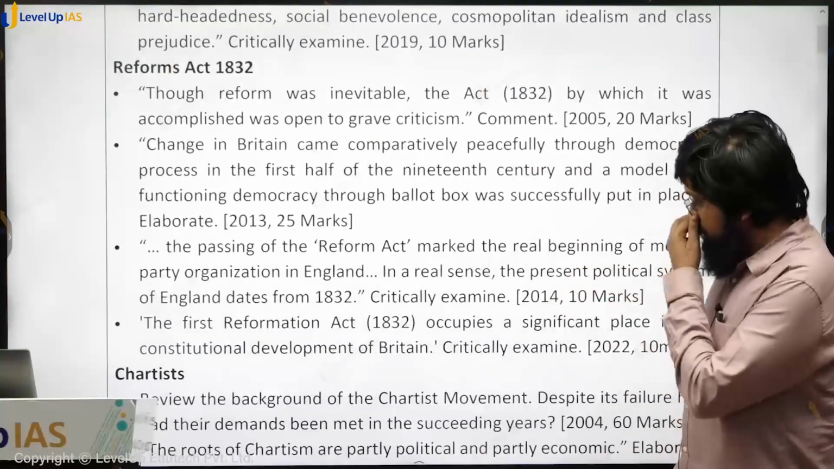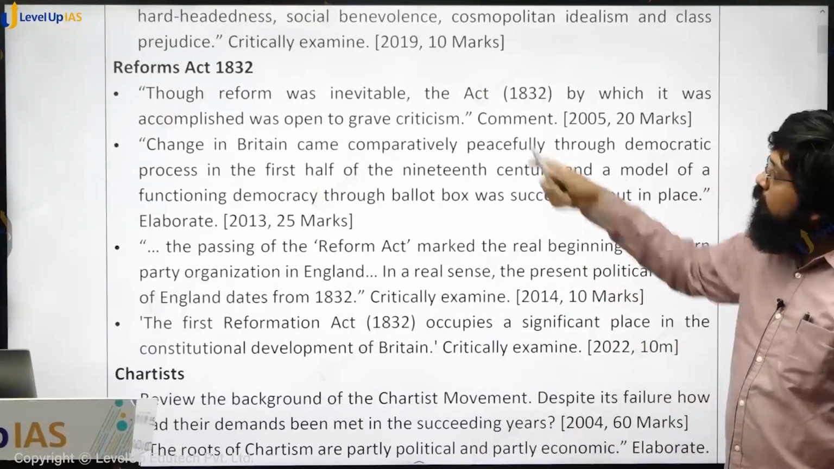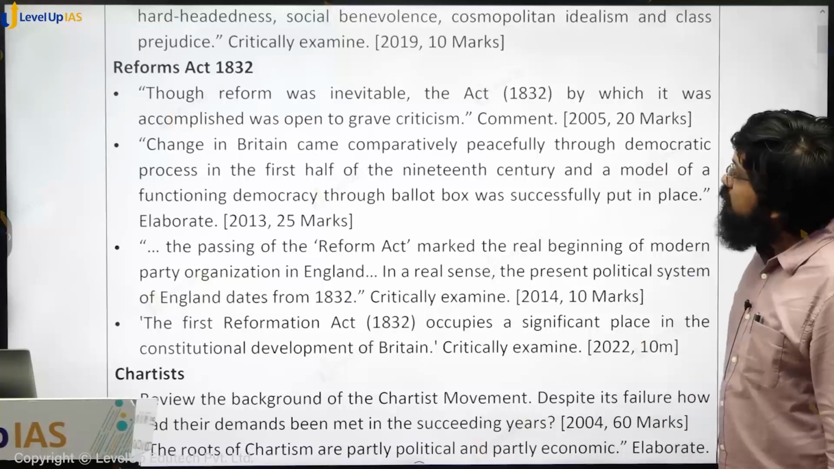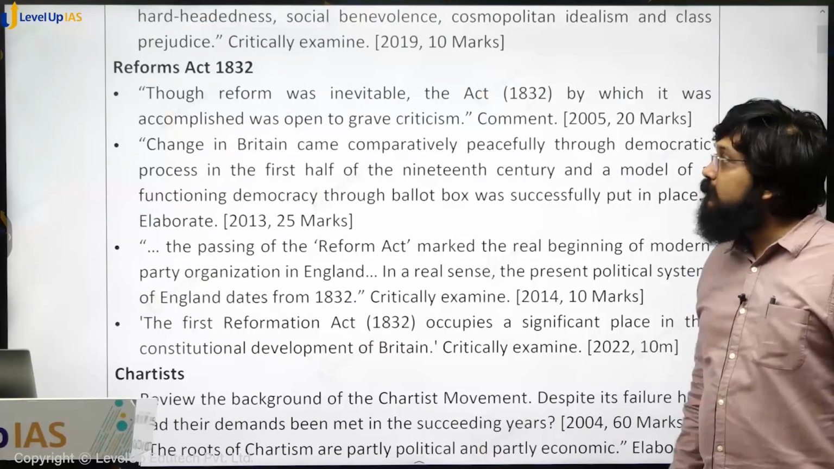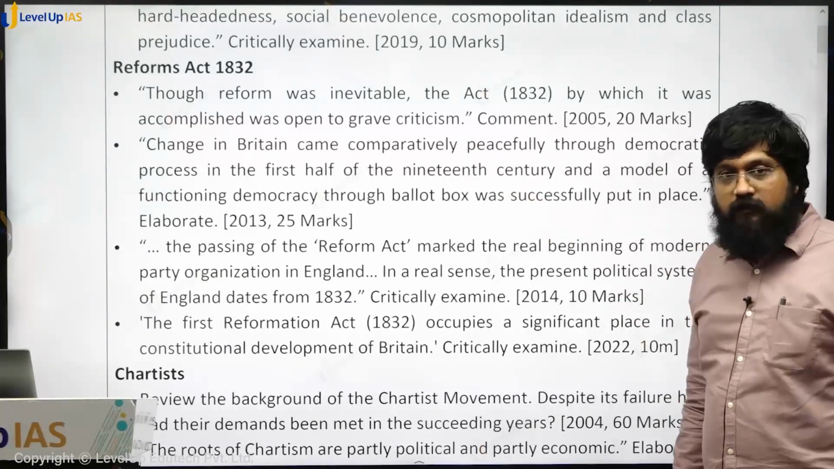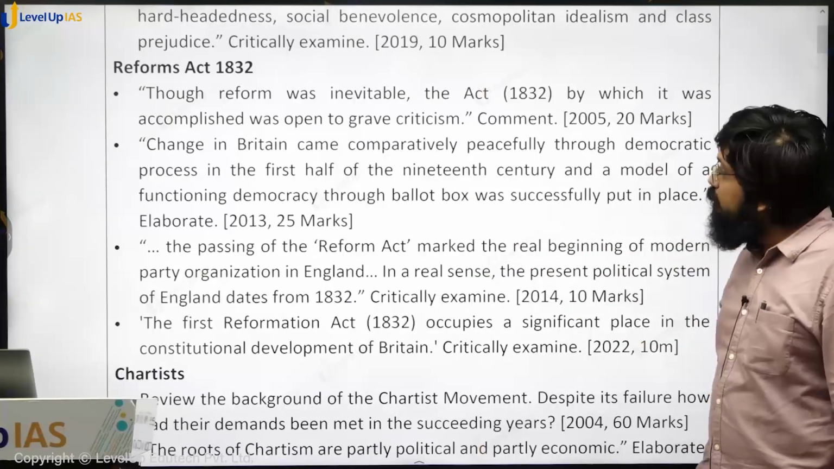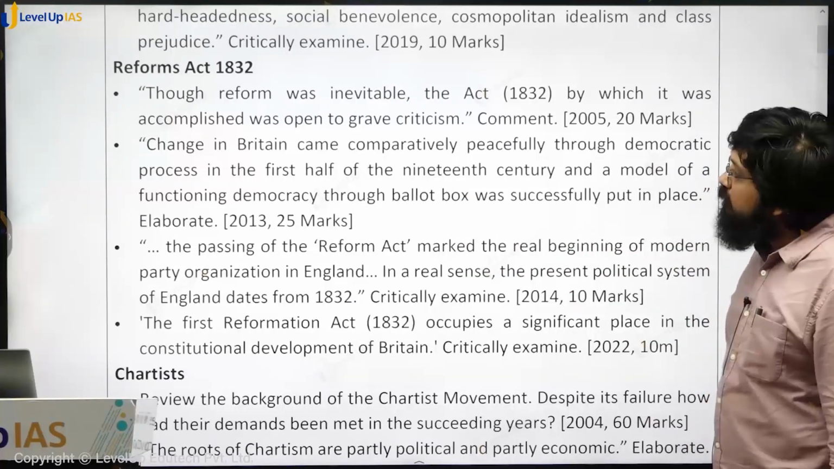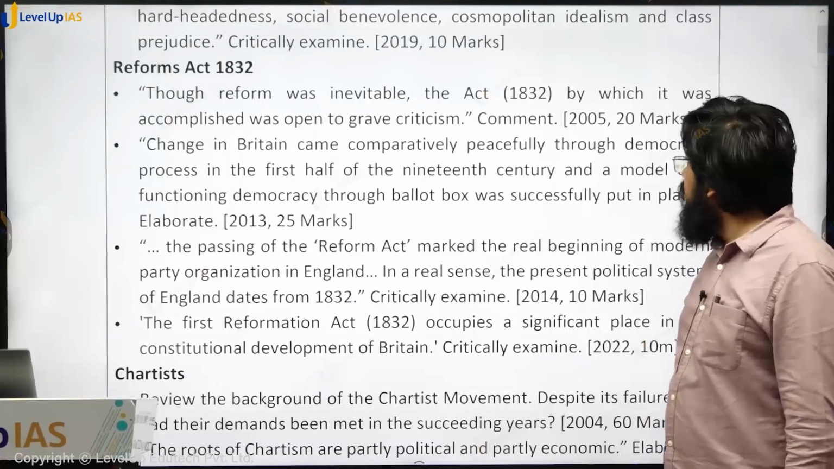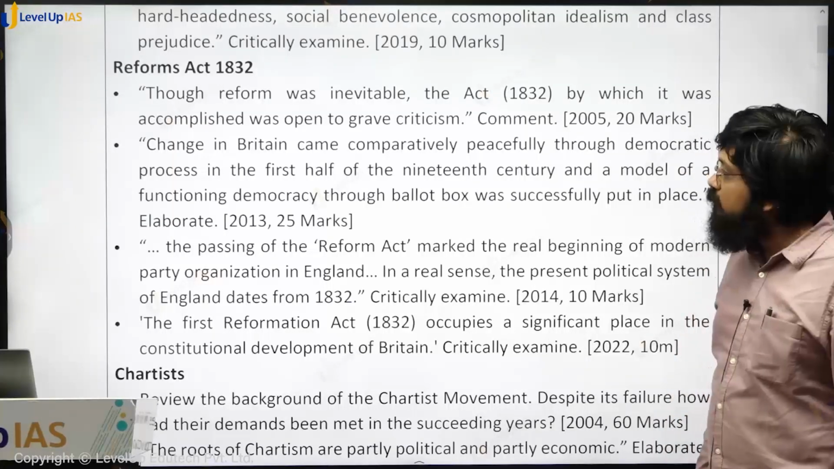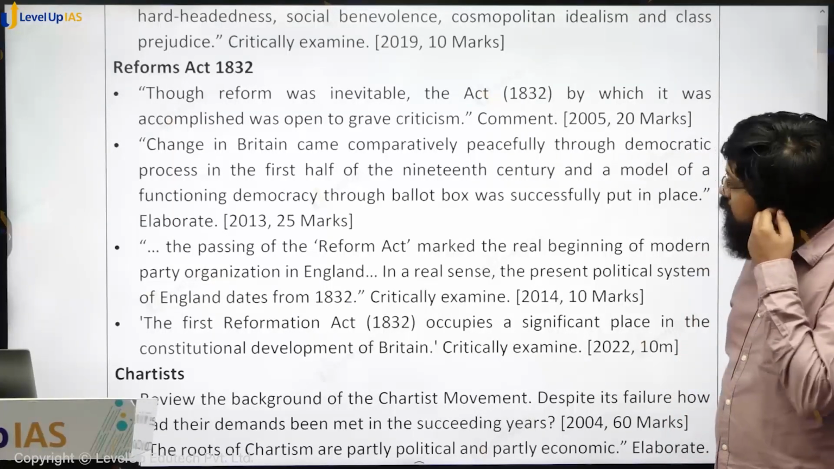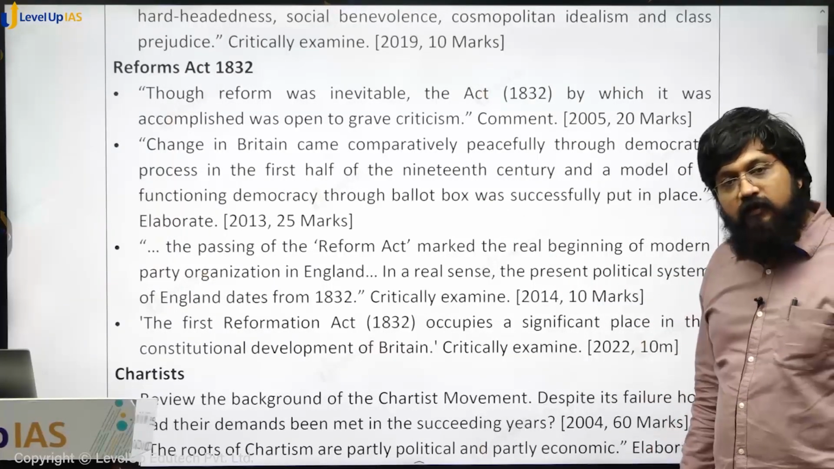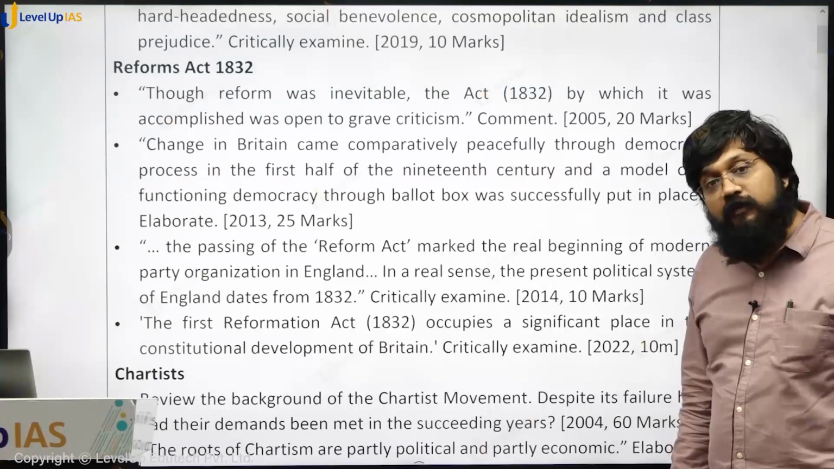We have 4 questions. Though reform was inevitable, the act by which it was accomplished was open to grave criticism. So limitations of the Reform Act. Change in Britain came comparatively peacefully through democratic process in the first half of the 19th century, and a model of a functioning democracy through ballot box was successfully put in place. So again, impact and comparative aspect.